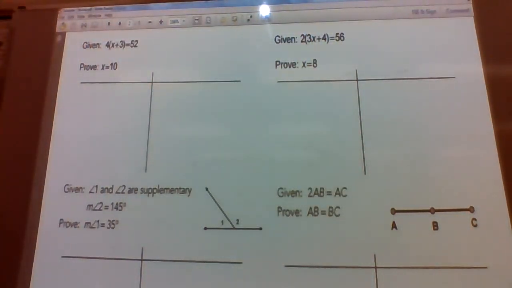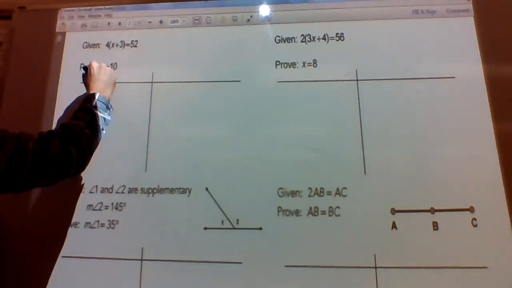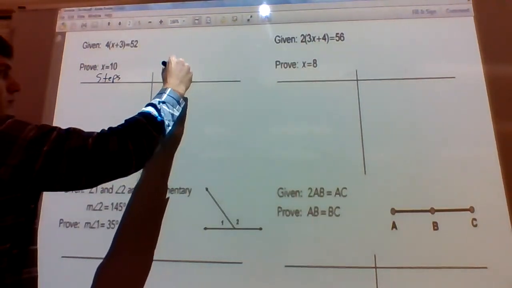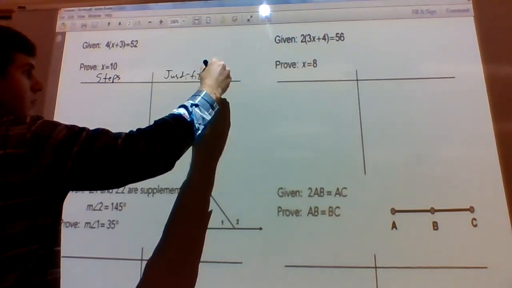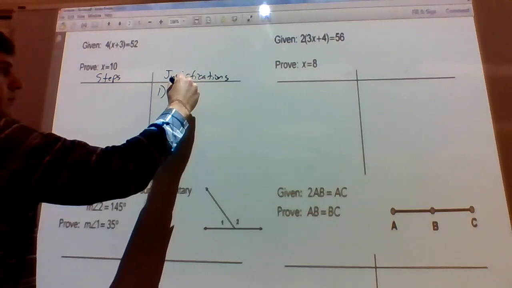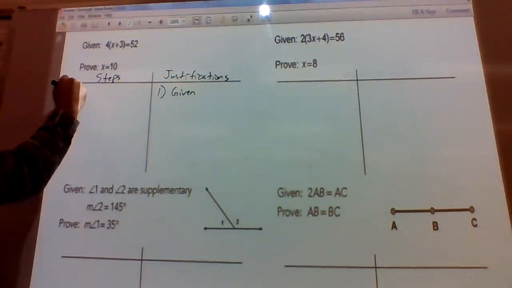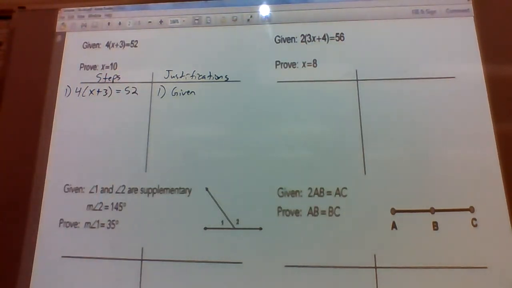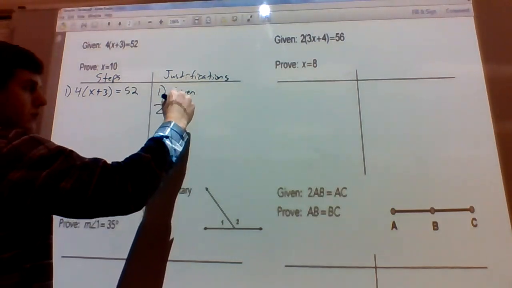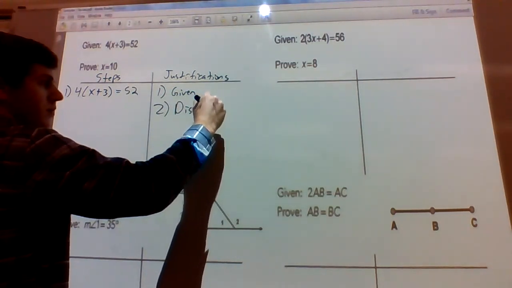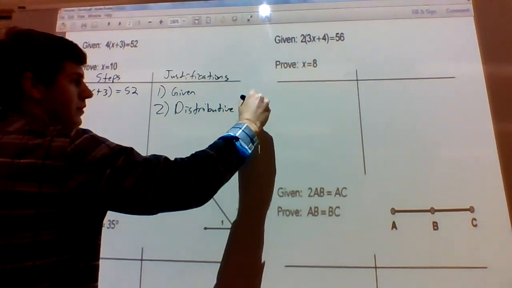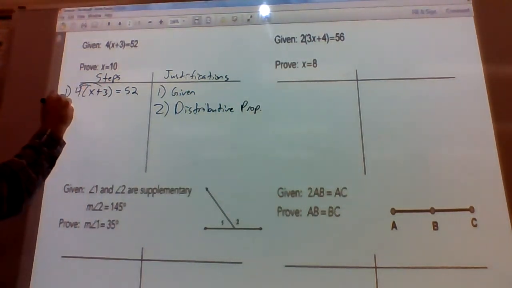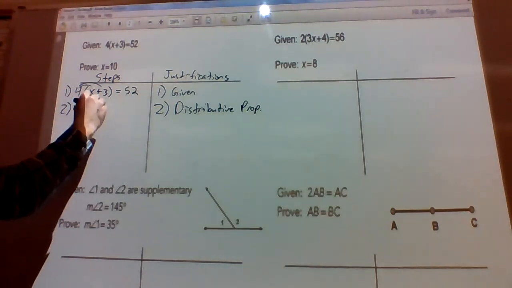We are given that 4 times quantity x plus 3 equals 52. We want to prove that x equals 10. So proofs, we have steps, justifications. Okay, this is given. How do we solve for x? Well, we have to use the distributive property first, which gives us 4x plus 12 equals 52.